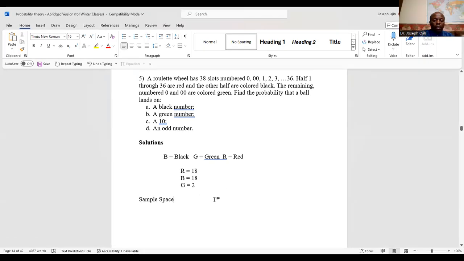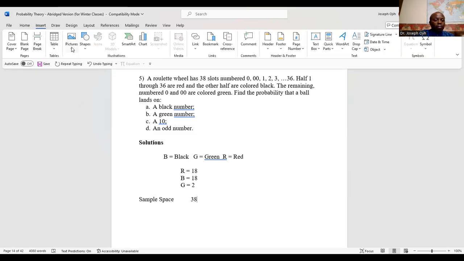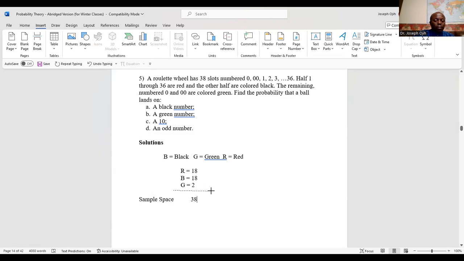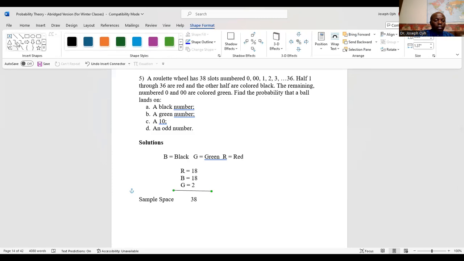Okay, let's see. You add all this: 18 plus 18 plus 2. That means 38. The sample space should be 38. So there are a total of 38 slots in that roulette wheel. 38 slots gives us the sample space.